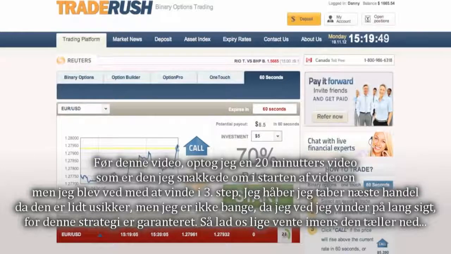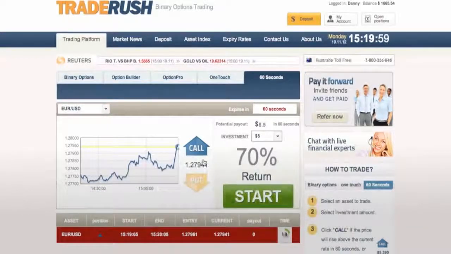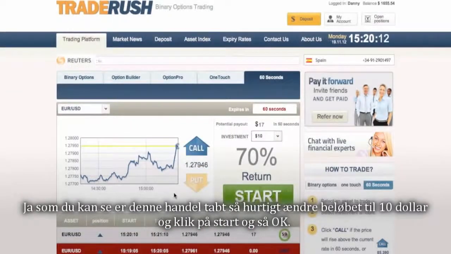This trade has moved quite far from my entry, but not to be worried, because I know at the end of this cycle I will come out on top, because this strategy is guaranteed. So let's just wait till it counts down. Yeah, as you can see, this trade is a loser. So quickly put on the $10 trade, hit start, hit OK, and we're off.